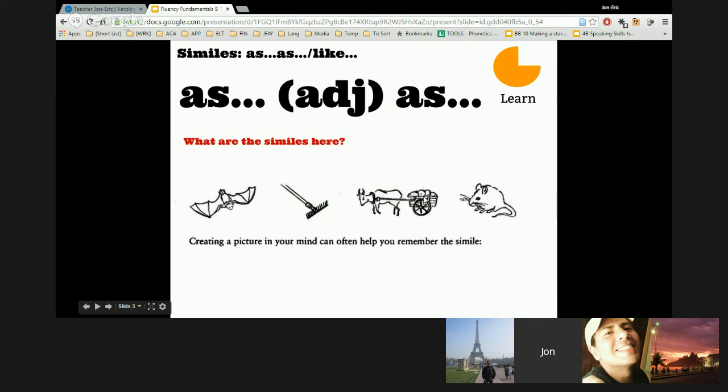The first kind of simile that you might want to know about is the as-adjective-as. That's the form of the simile. What are the similes here? Let's see if you can figure these out. We have a bat, we have a rake, we have, I guess that's an ox, something like that. Yeah, ox, and then we have a mouse. Let's see if you can figure out what the simile is. Okay, by the way, if there's any questions, just ask.